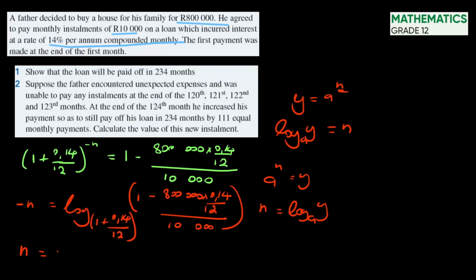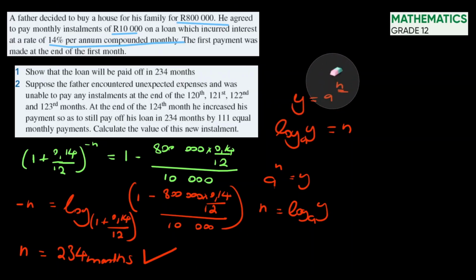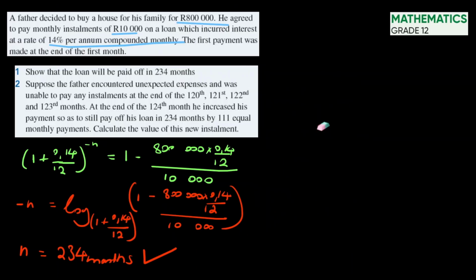negative 234, but when I multiply by negative, it will be positive. So which means final answer is 234 months. Remember, we were showing or we were proving, so we do prove that the loan will be paid off in 234 months. So we prove that to be true.